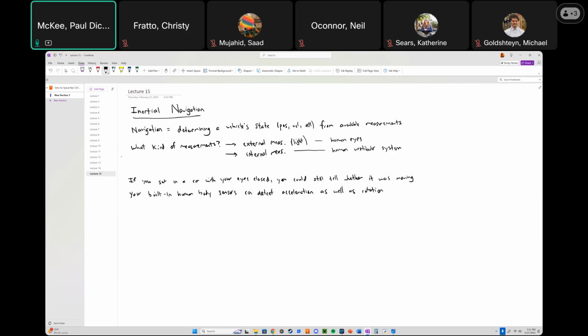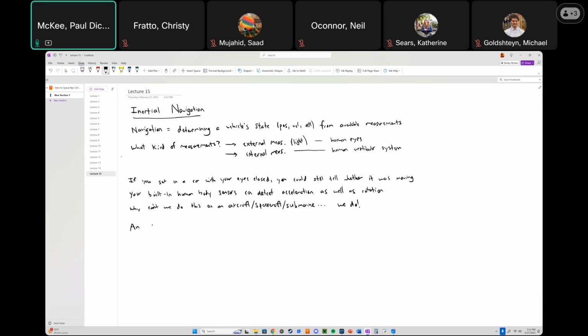So you might say, why can't we do this on an aircraft or a spacecraft or a submarine? Anywhere that you might not always be able to get good nav measurements? And the answer is we do. We do this all the time, and that is inertial navigation.